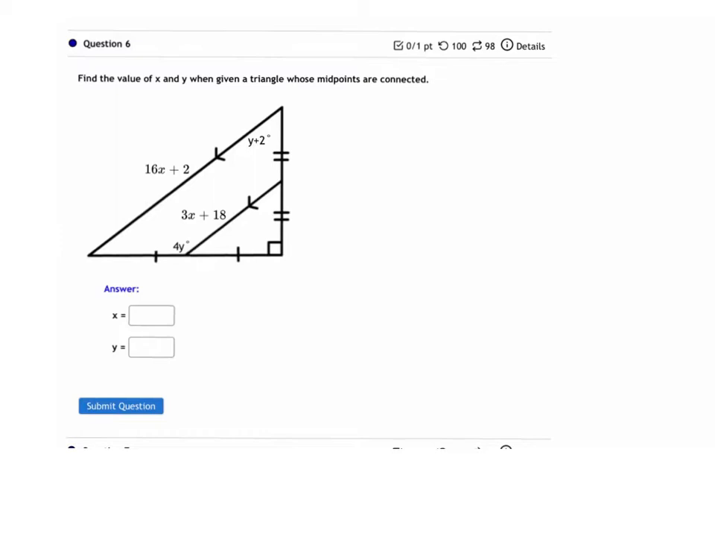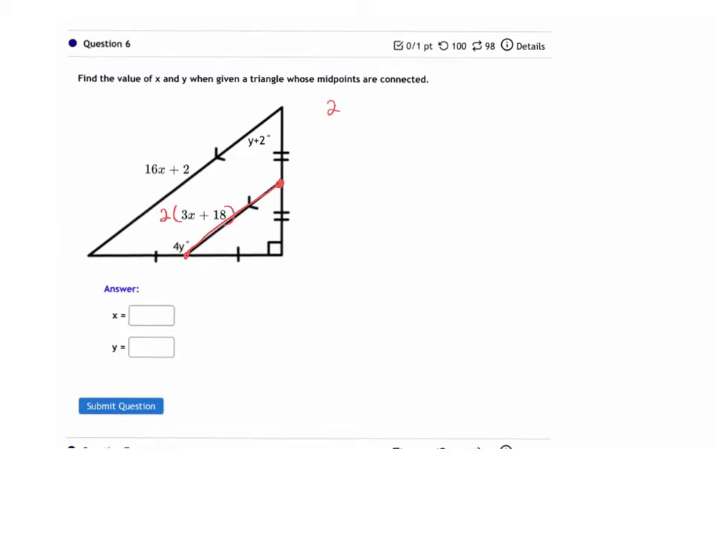Now, in this particular problem, we notice that the midpoints of two sides of the triangle are connected. When that happens, you have two similar triangles. The ratio of similarity is going to be 1 to 2. So the smaller side is half the size of the larger side. In other words, to get them equal, I would need to multiply the bottom one by 2.